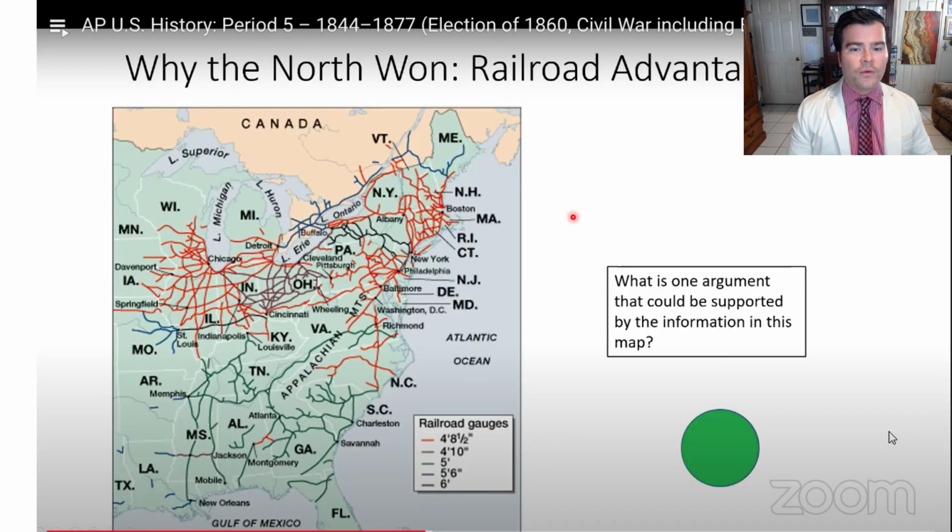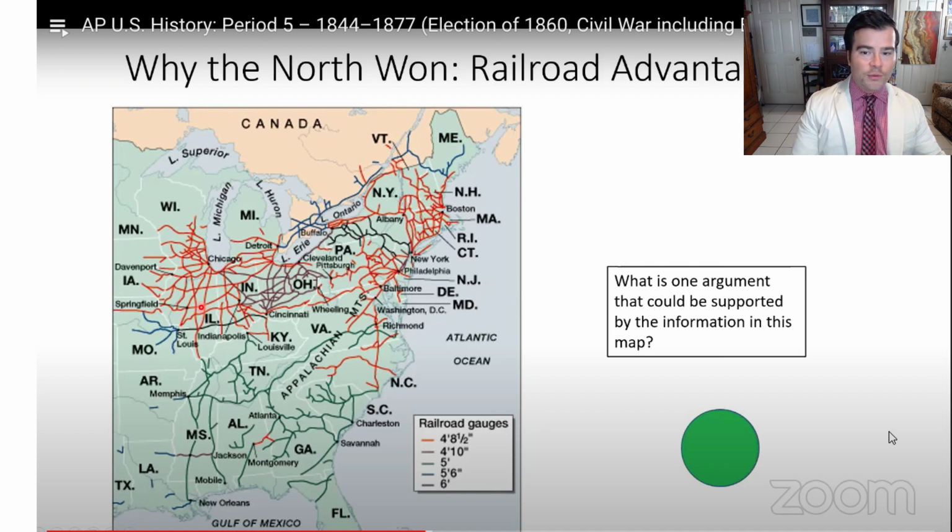Okay, so why did the North win? Just look at the resources, guys. Railroad advantage. We have a network. This is like the cardiovascular system of the nation, right? And we have way better transportation to move troops, to move supplies.